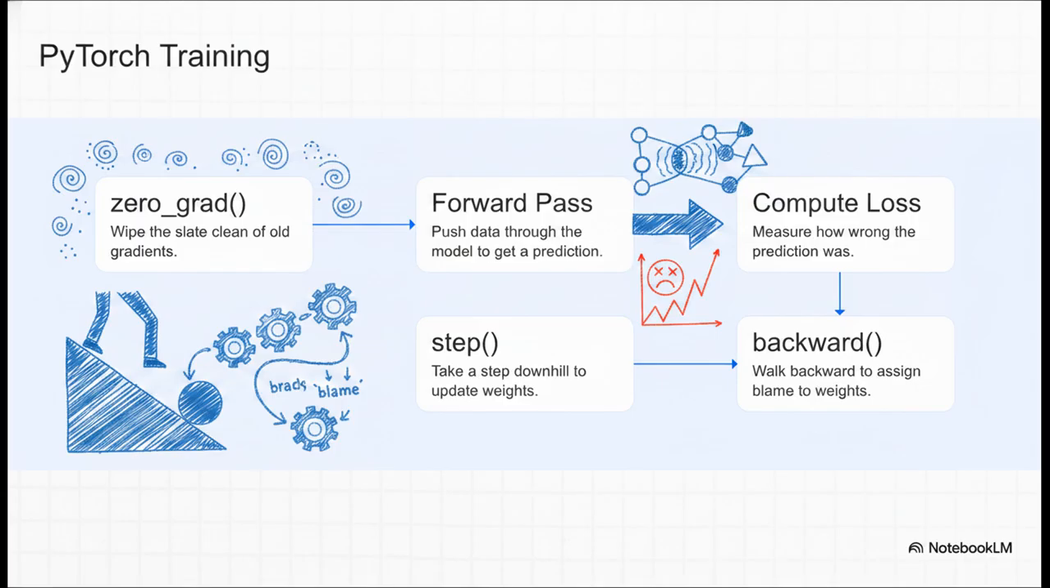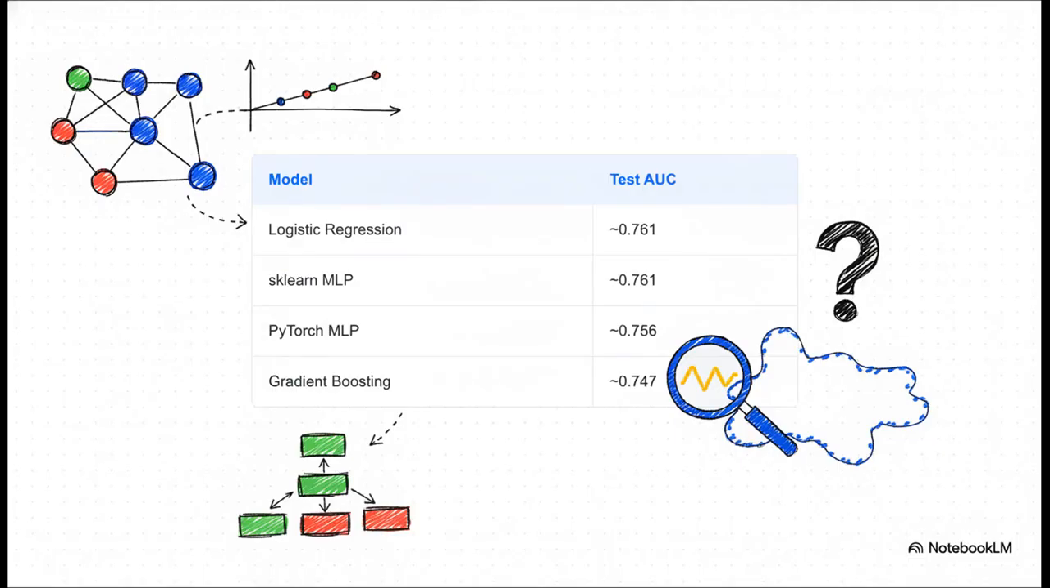Third, we compute the loss, which just measures how wrong that prediction was. Fourth, loss.backward triggers our backpropagation, doing that backward walk to assign blame to the weights. And finally, optimizer.step acts as our gradient descent, taking that crucial physical step downhill to update the weights. Whether you're crunching a spreadsheet or training a massive world-changing language model, these 5 lines are the fundamental heartbeat of the learning process.